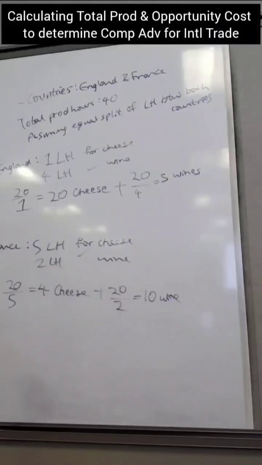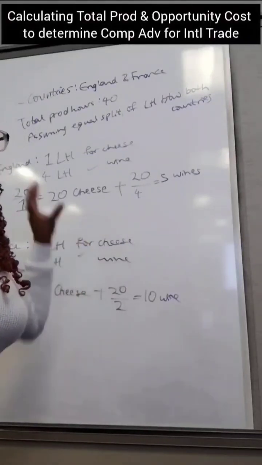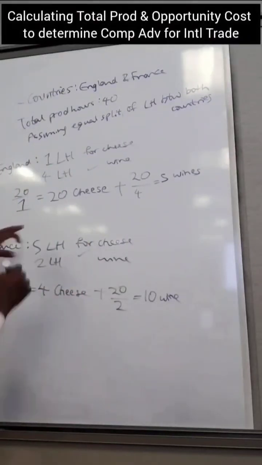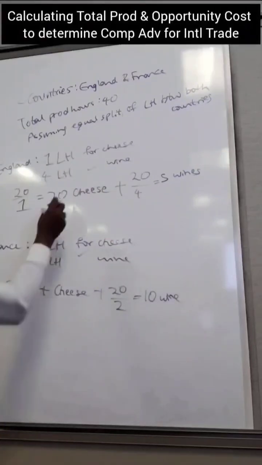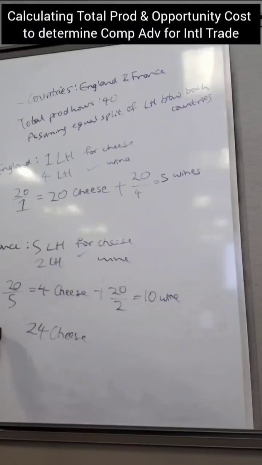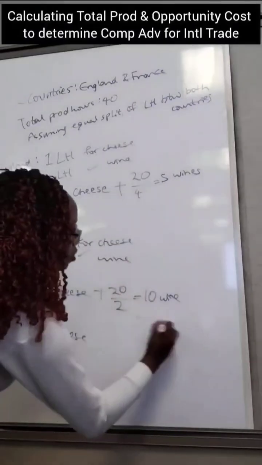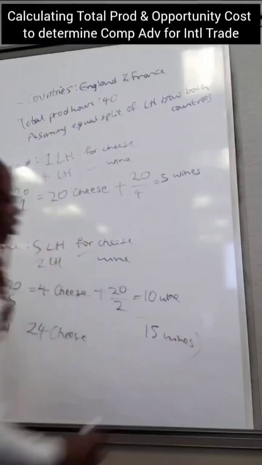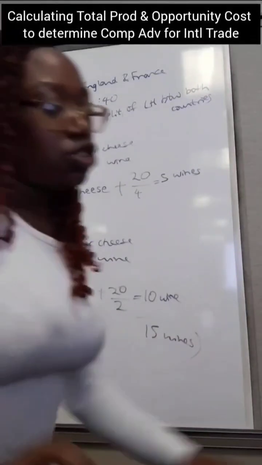Okay? So this is assuming that they're not choosing to consume at the extremes of the PPF. Okay? So what's the total production for both countries now? 20 plus 4 would give you 24 units of cheese in total and 15 bottles of wine. Okay? So this is how you determine the total production for the countries.